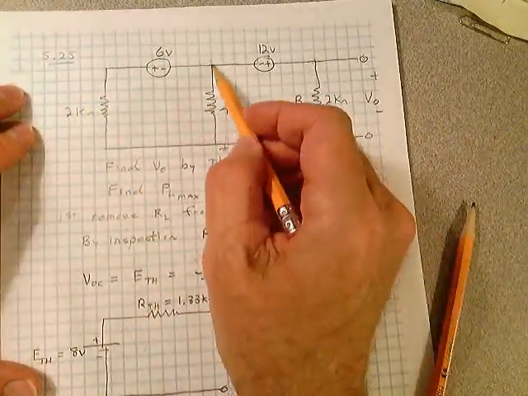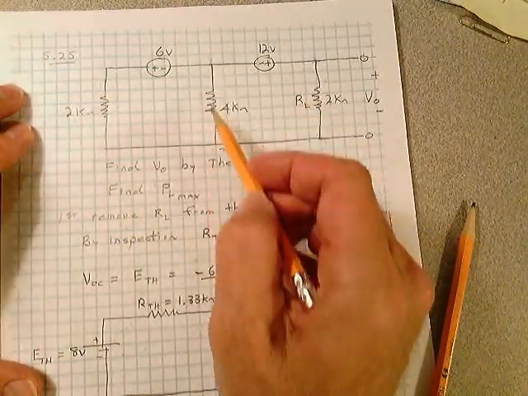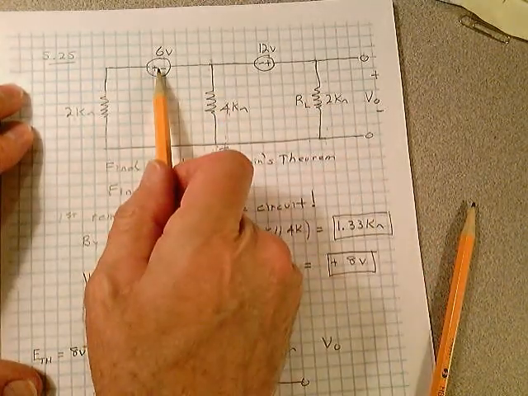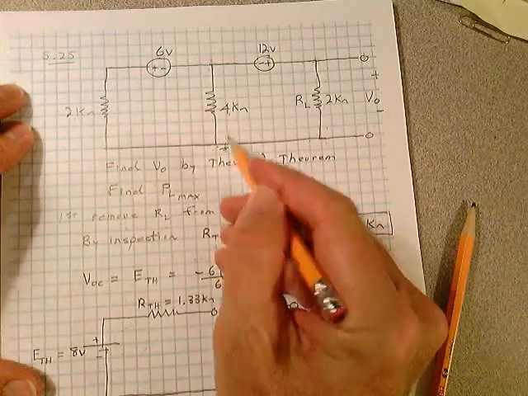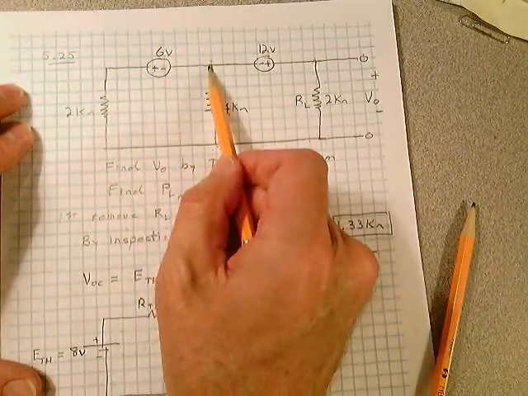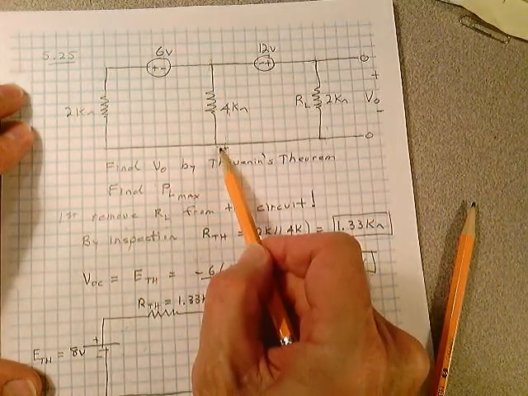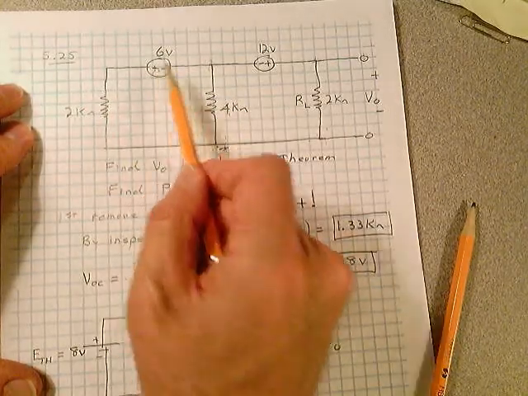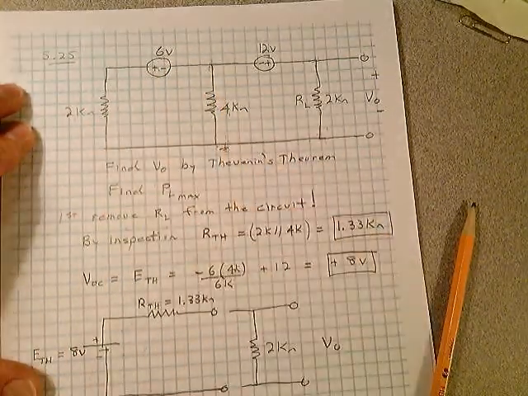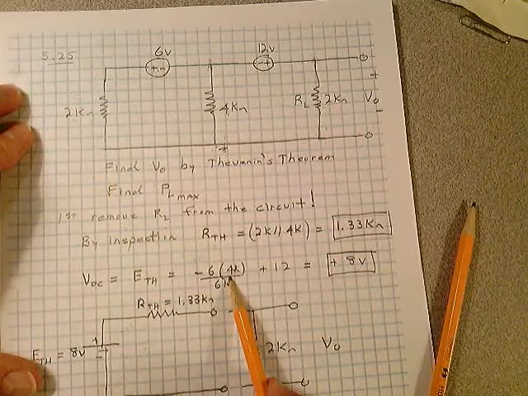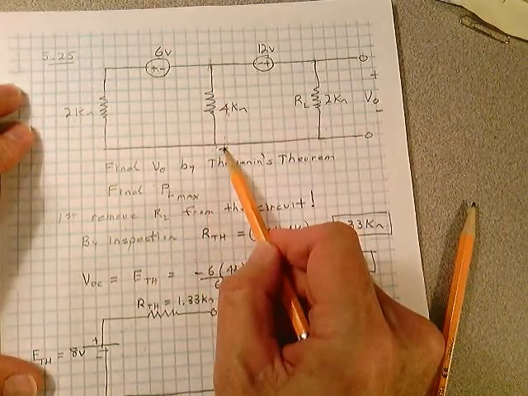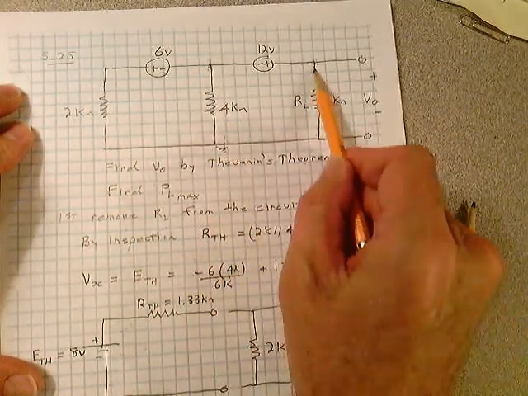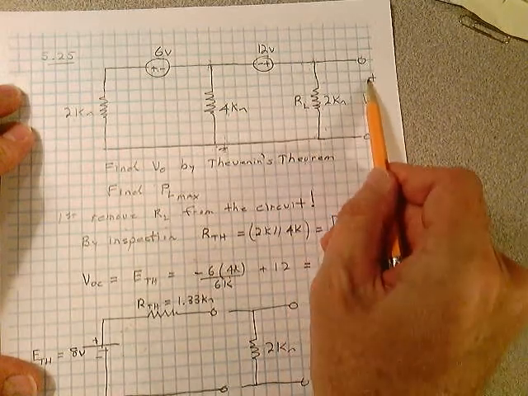I want to know what the voltage across this 4K resistor is. It's -6. If I'm using this as a reference down here, that looks like a minus voltage with respect to this. This is more positive. So it's -6 times the 4K divided by the 6K. That's the voltage at that point with respect to this. Remember that we want this open circuit voltage down here, minus the plus.